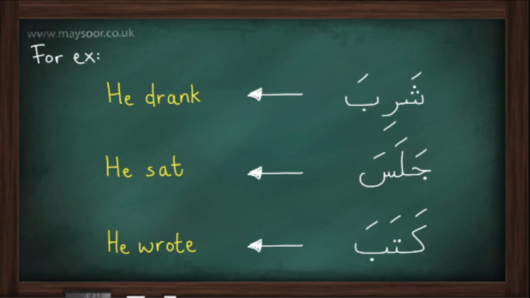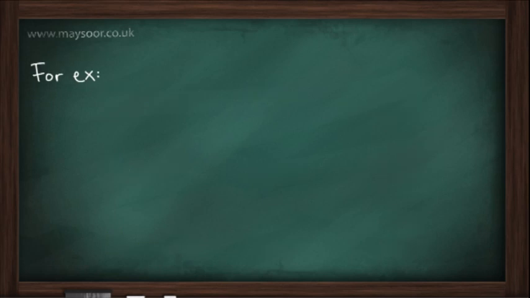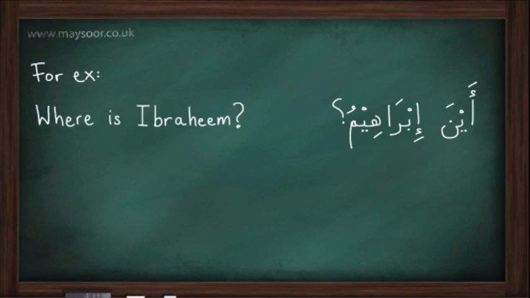Although the verbs above have been translated using the pronoun he, there is no need to say huwa shariba or huwa jalasa or huwa kataba. This is because the dhamir, the pronoun he, is hidden inside the verb. For example, Aina Ibrahim, which means where is Ibrahim? We can say kha-ra-ja, which means he left. There is no need to say huwa kha-ra-ja.